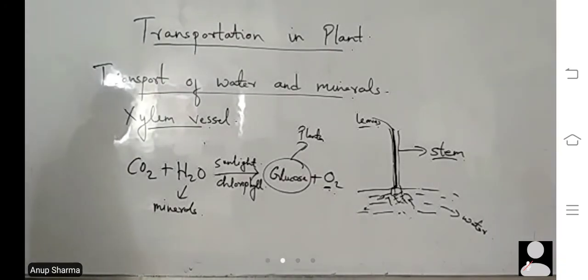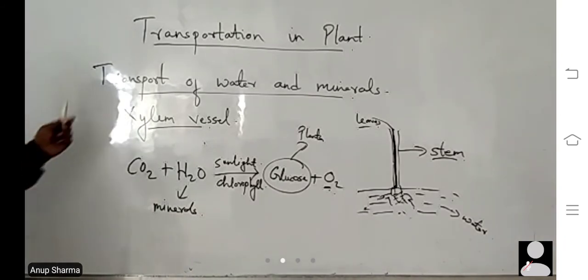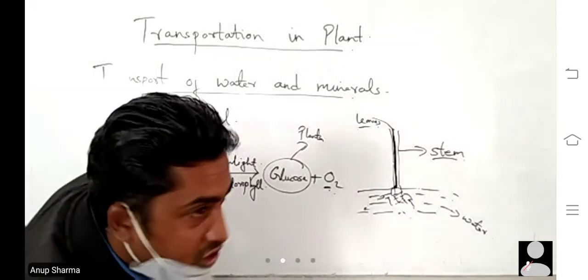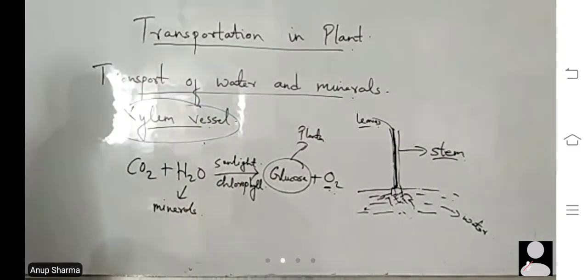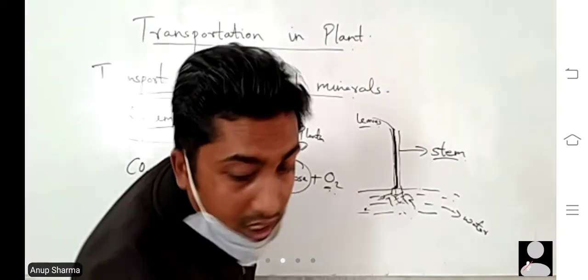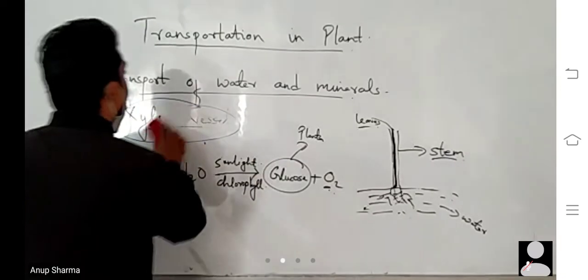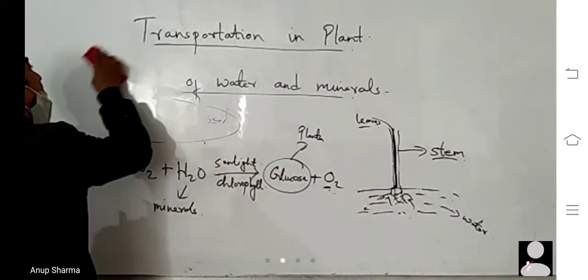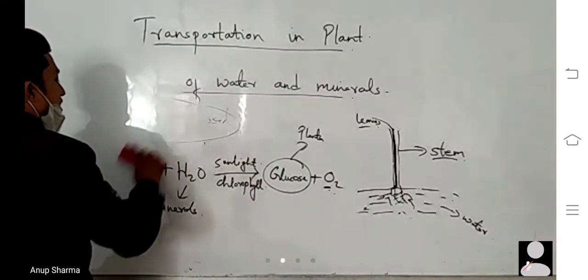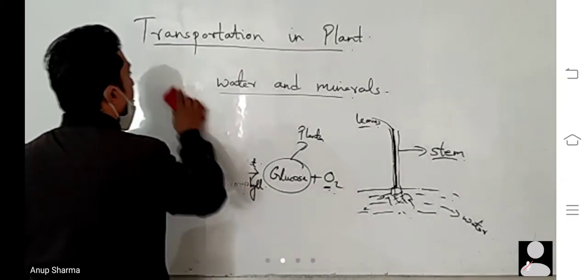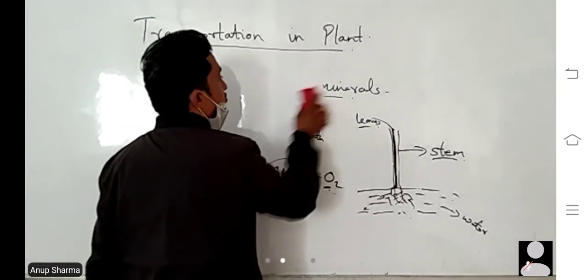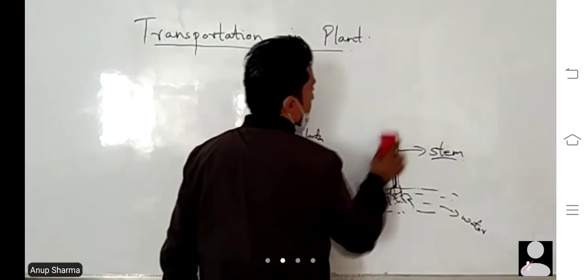Okay, so this was all about transportation of water and minerals, which mostly constitute xylem. Now let's talk about how translocation of food takes place. That means how food is transported from leaves to different parts of the plant.